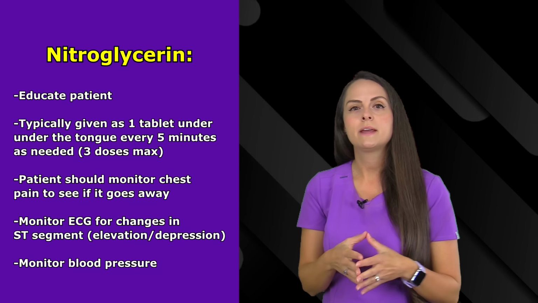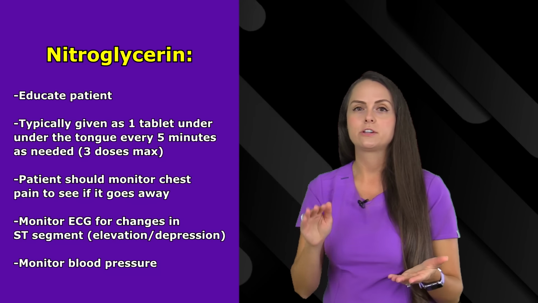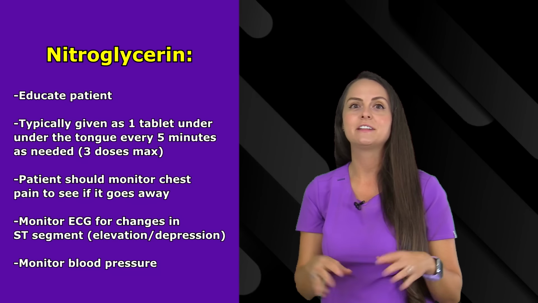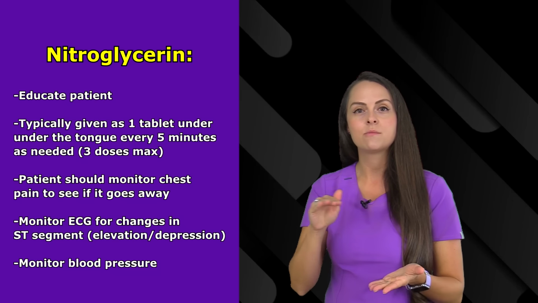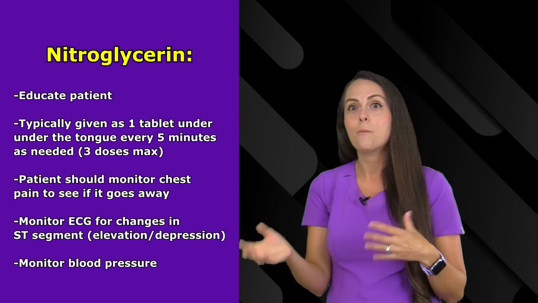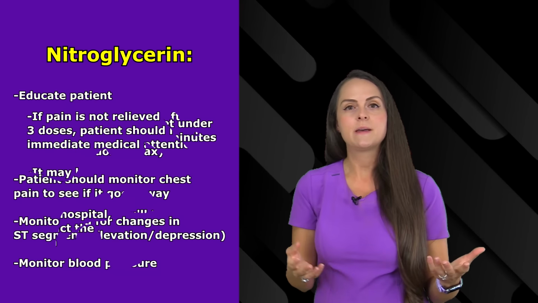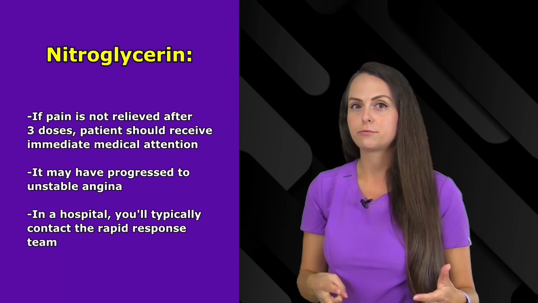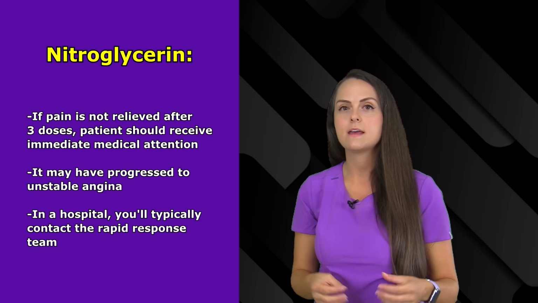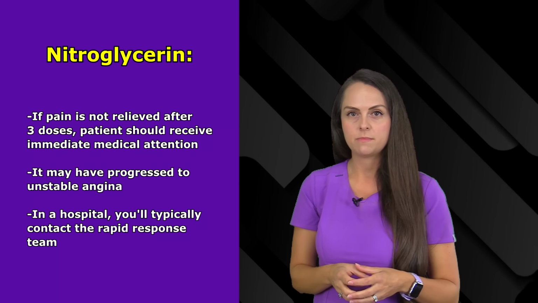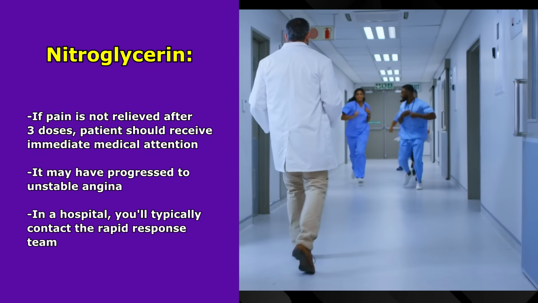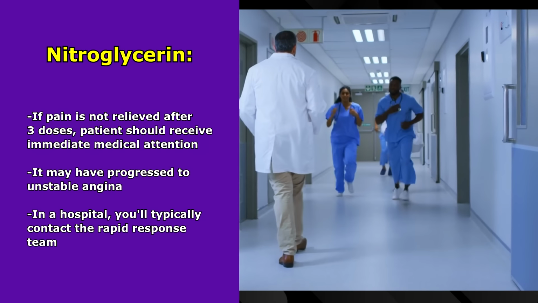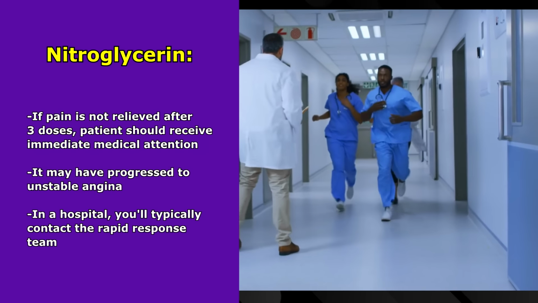In addition, you want to make sure you're watching that blood pressure, because nitroglycerin definitely decreases the blood pressure, and you want to make sure that systolic is staying within range, and you don't want to throw more nitroglycerin on it. Now, if their chest pain isn't relieved after 3 doses, the patient wants to get immediate medical attention, because chances are this has progressed to unstable angina and there's more going on. Or if you're in a hospital setting, you want to call a rapid response.